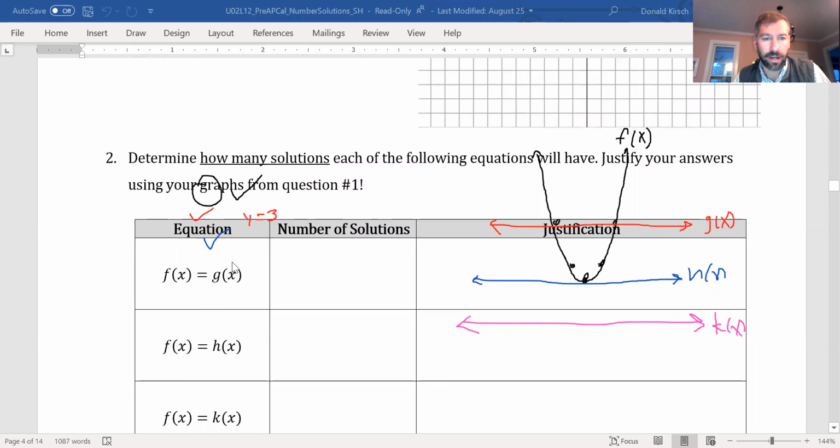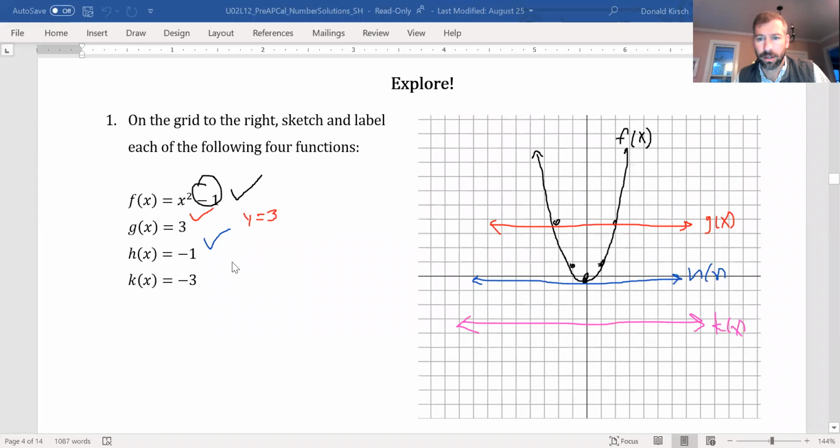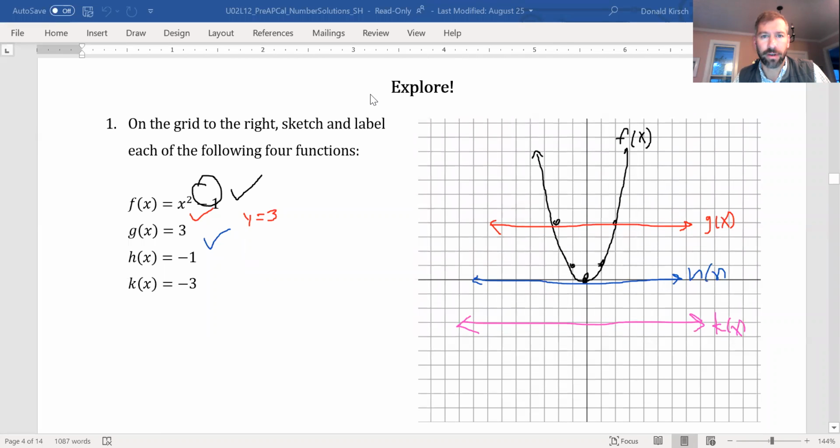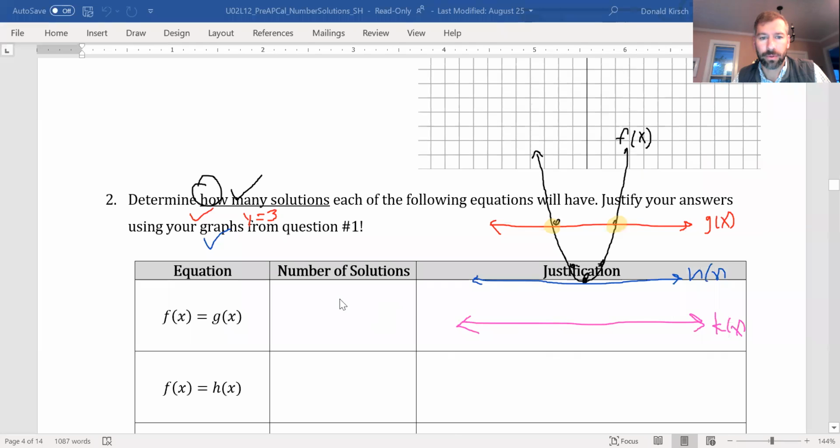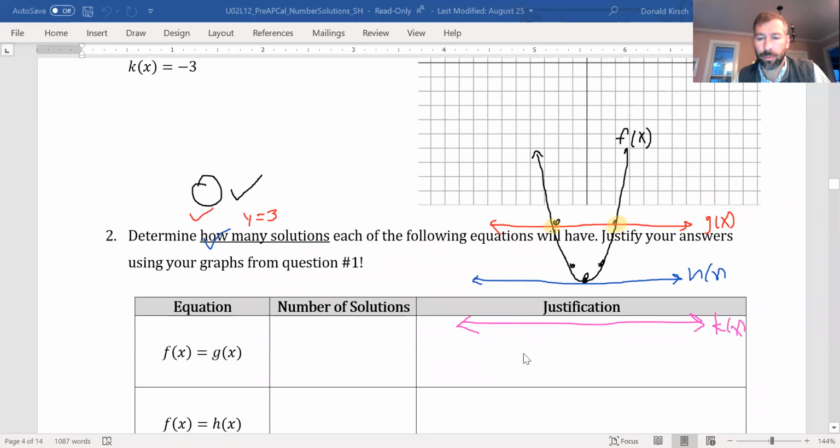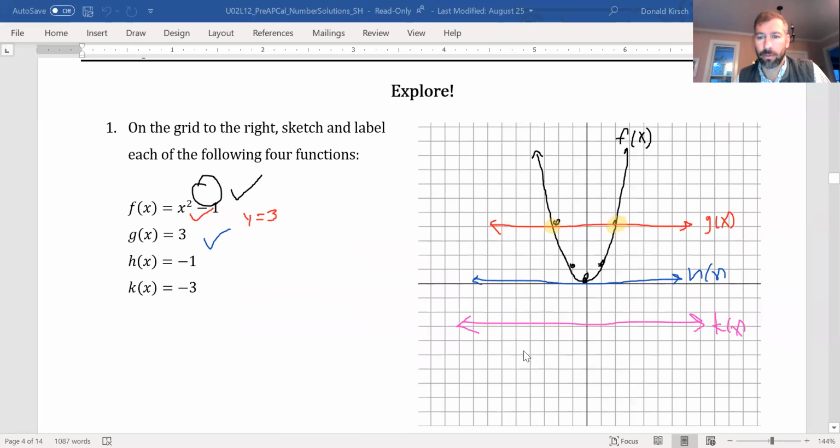So we're going to start with f of x and g of x. Let's go look at f of x and g of x, and let's see if we can highlight that. So f of x and g of x actually intersect at 2 different points. And so down here, we just want to know the number of solutions. That's going to be 2. And the justification is because our parabola and our linear function, our quadratic and our linear function, intersect twice. They have 2 points in common. And so we want to do that with all of these.